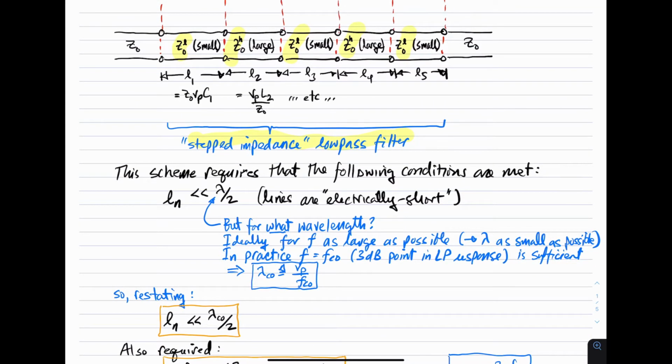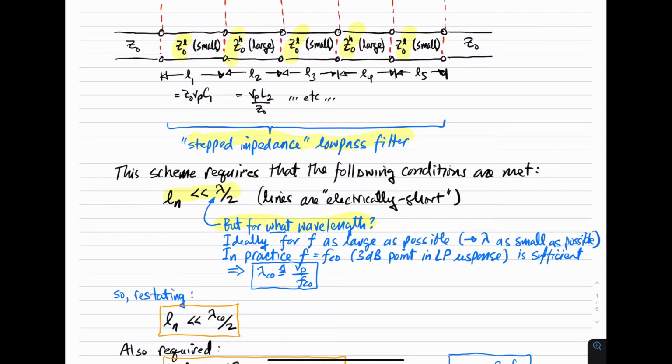There's a couple things we need to be clear on before we get started with the design, because they become important at various points in the process. One is that this scheme requires that each section of the design has to have a length that's much, much less than half a wavelength. But then the question comes up, of course, what wavelength? In other words, for what frequency does this have to be true?